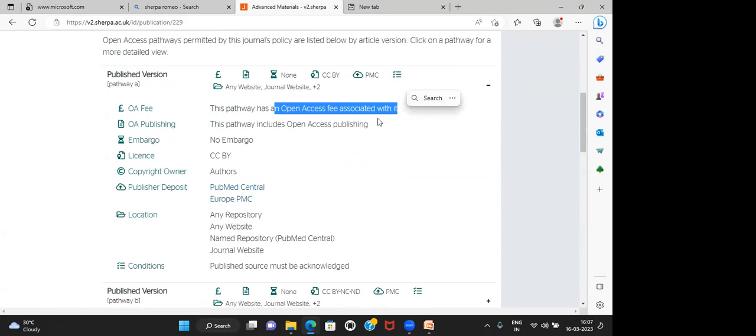What does it mean? Open access fee associated with it means if any extra fees are required other than APC charges, that is known as open access fee. So it is additional to the APC charges. Sometimes they receive a charge for immediate open access. So this charge is known as open access fee, and open access fees are associated with this version. And another thing is there is no embargo and CC BY.